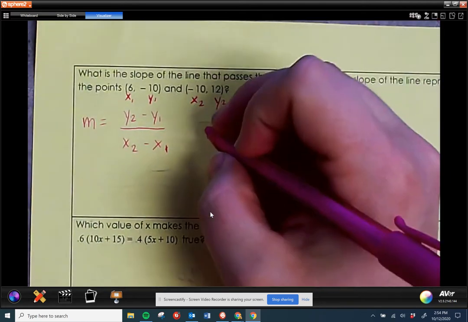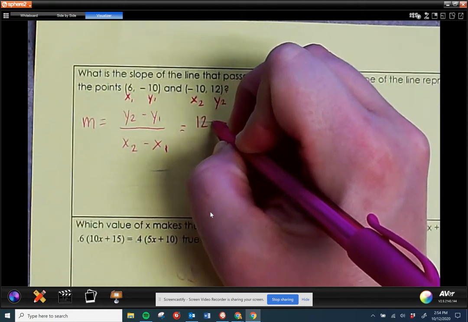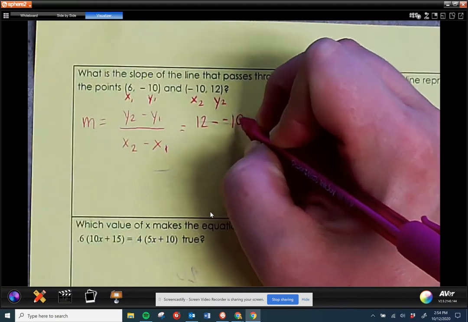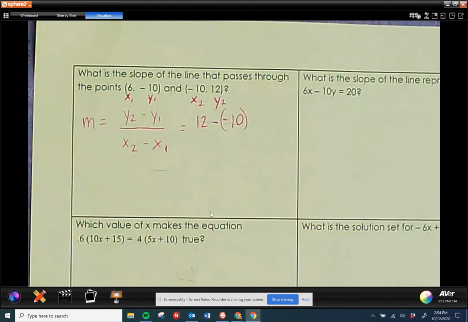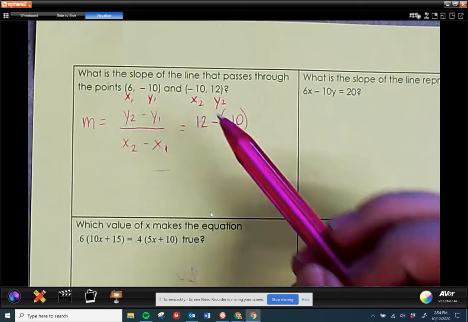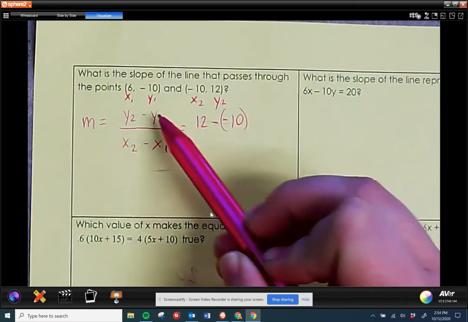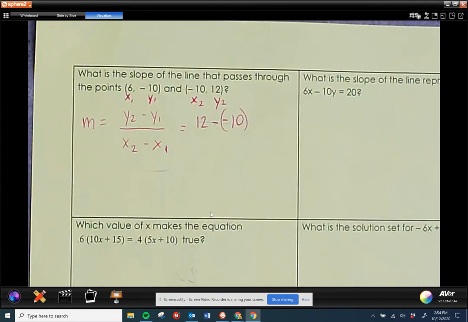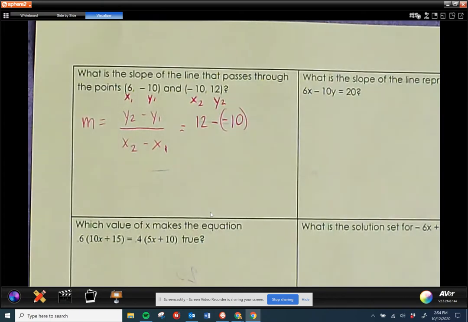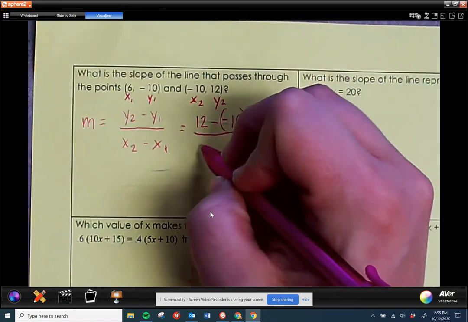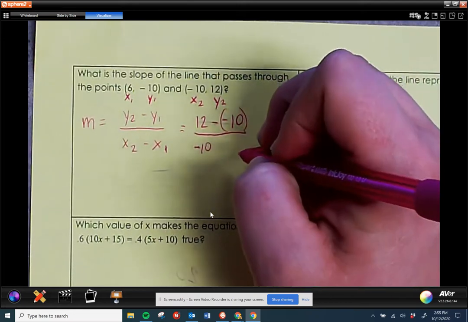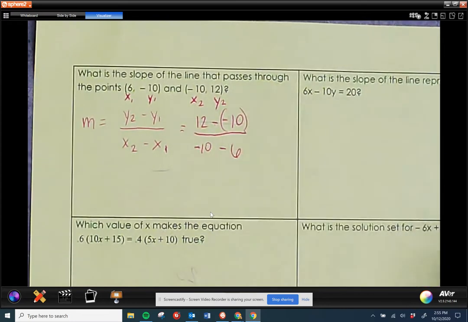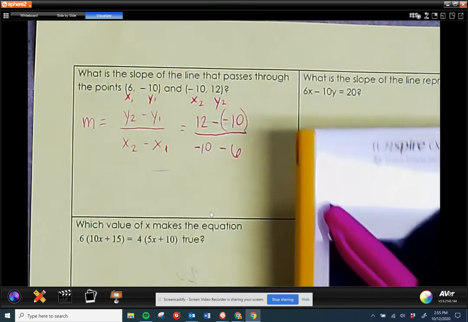So the y2 is going to be 12. So we have 12 minus, and then our y1 is negative 10, okay? Make sure you are having the minus and the negative. You need both of those to get the correct answer. This minus comes from the formula, right? We have a minus in our formula. This negative comes from the problem. So we need to include both of those in order to get the correct answer, right? On the bottom, we have x2, which is negative 10, minus x1, which is 6, okay?